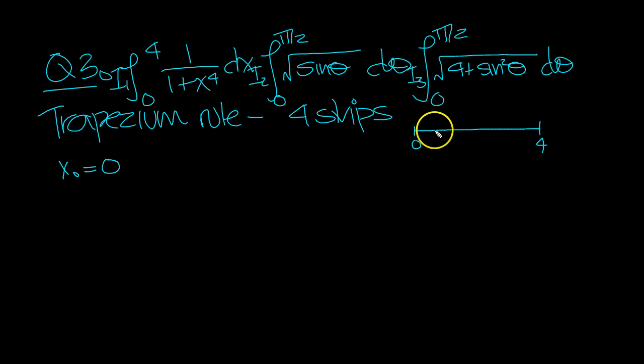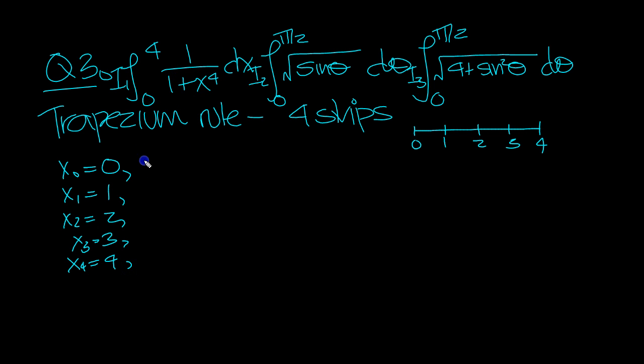And we need 4 strips, so it's strip 1, 2, 3, 4. So there's the x ordinates then. There's 5 of them. And x4. Then we need the y ordinates. Put in here. y0, put 0 in, we get 1. y1, put 1 in, we get a half, don't we?